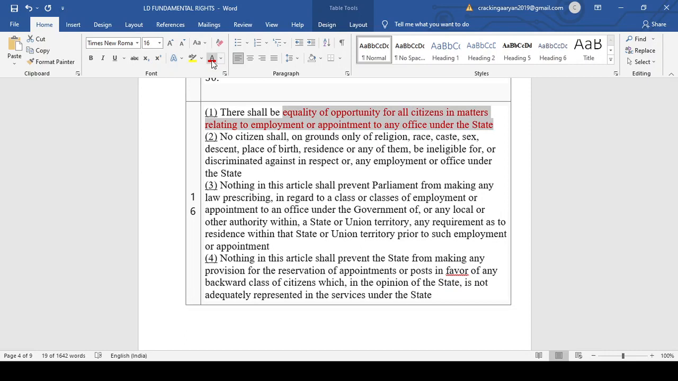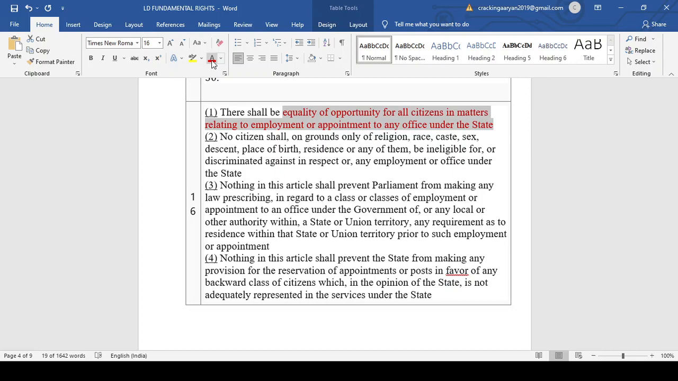Now state here means, see, this is the thing, guys. What is the meaning of the state? We discussed it in the beginning of the class. Under Article 12 of the Indian Constitution, we know what the state is. It can be the Parliament, the state legislature, the municipality, the panchayat, or any institution, even an educational institution which comes under the government of India.